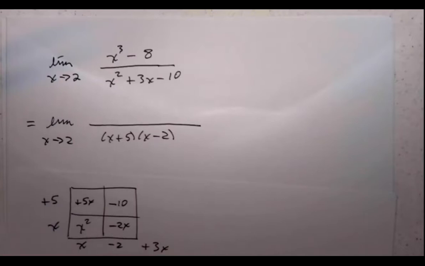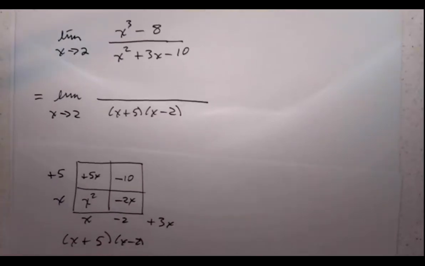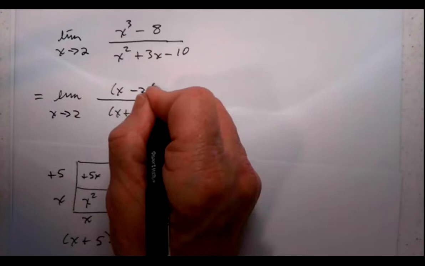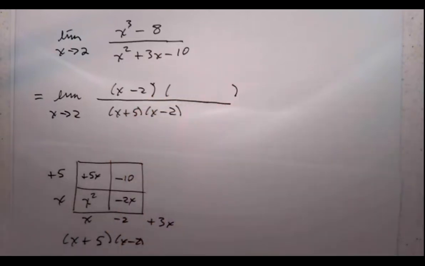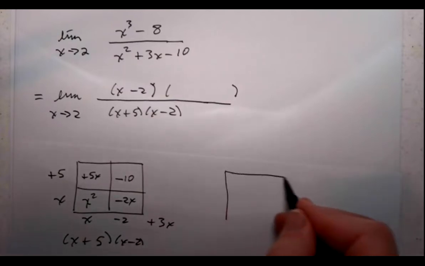On the top, I have x cubed minus 8. So maybe you remember how to factor a difference of 2 cubes. Maybe you do. One of them will be x minus 2. Cube root of x cubed is x. Cube root of negative 8 is minus 2. So it's x minus 2 times something. The question is, do you remember that something? I'll show you the technique I use to factor a difference of 2 cubes.